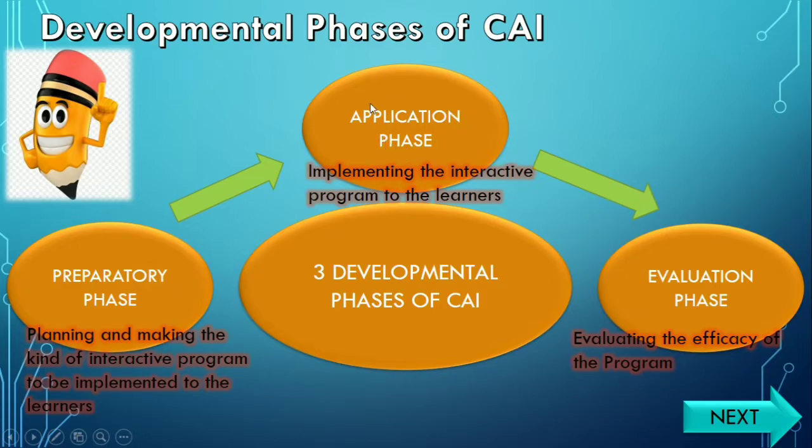Right after you have made and completely done working with your interactive material, that's the time for you to apply, or we are here in the application phase. So it is implementing the interactive program to the learners. And then lastly is the evaluation phase. It is the time that you evaluate the efficacy of the program. This is also the time that you think about how your program solved the particular or existing problem, and what challenges you faced during the implementation of the program. You also think about how you will address all those difficulties and challenges, so that the next time you implement this kind of program again, it will be easier for you to do it.